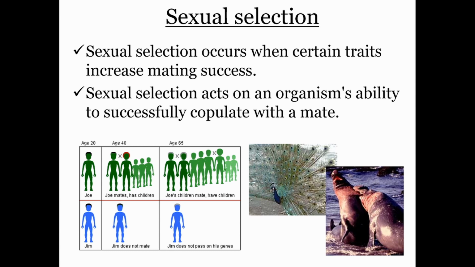Sexual selection is the last one. Sexual selection occurs when certain traits are more attractive to a mate.